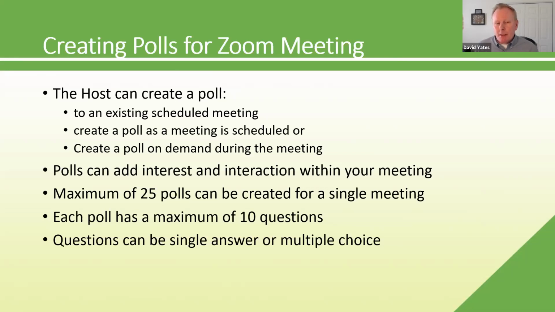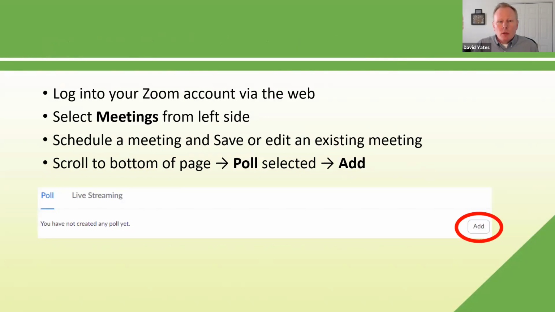You can have a maximum of 25 polls for any single meeting. And within each of those polls, you can have a maximum of 10 questions. And each of those questions can either be a single answer or multiple choice. So those are the ground settings that we have for a poll.